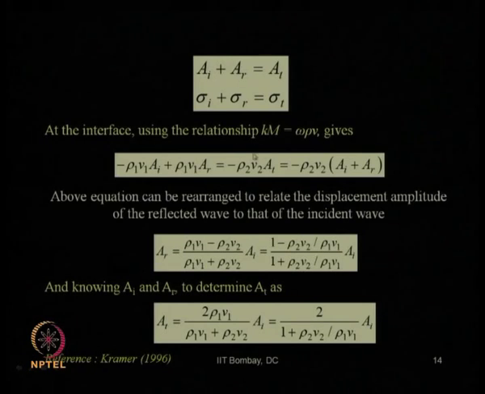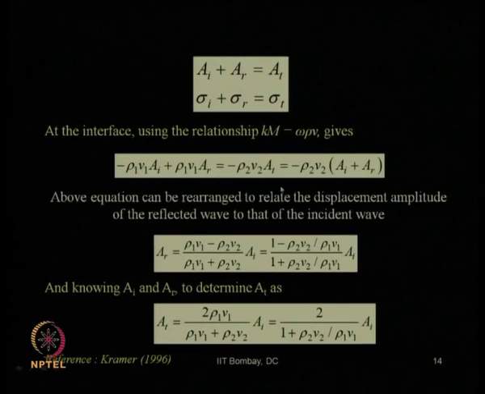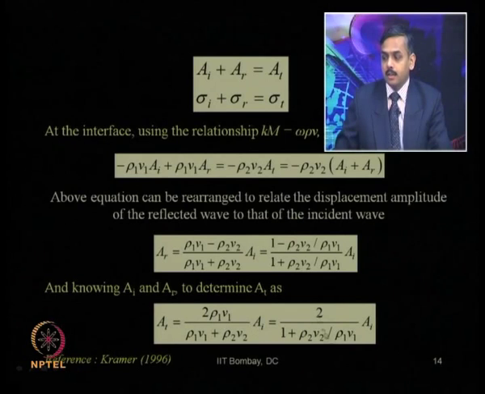If you put this simple relationship in this equation, then on further simplification you will get like this. And knowing AI, we determine AR, so AT also you can determine with respect to AI in this form, because AR we have represented in this format. Hence, you can represent your transmitted wave amplitude also in terms of the incident wave displacement amplitude.